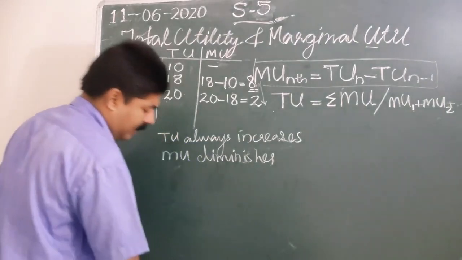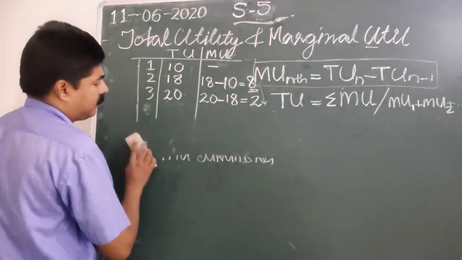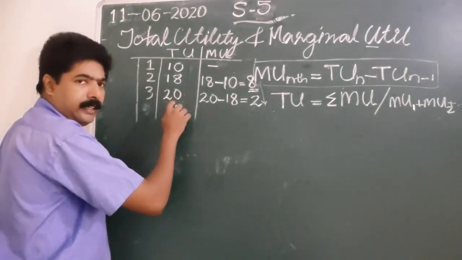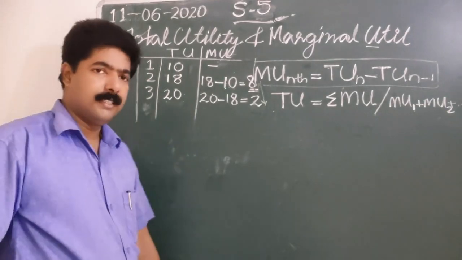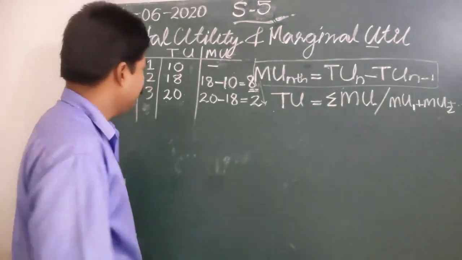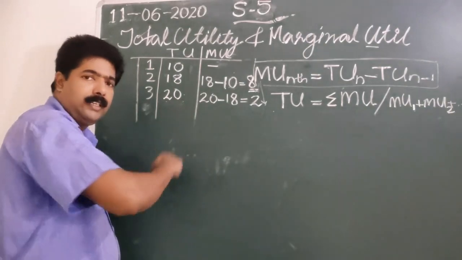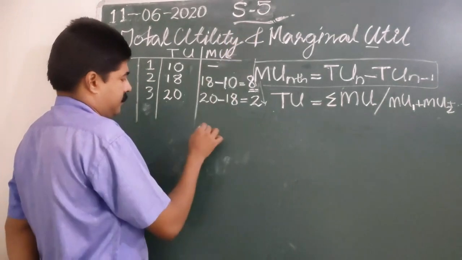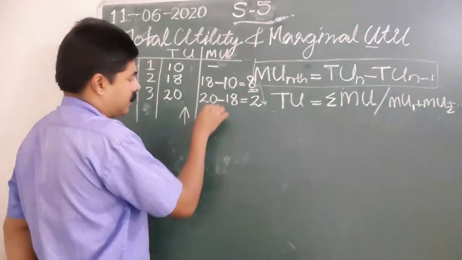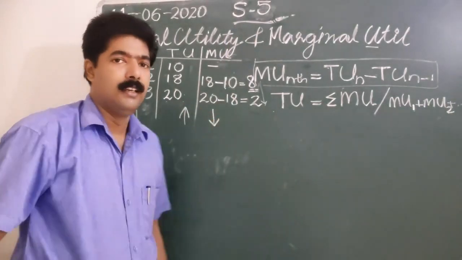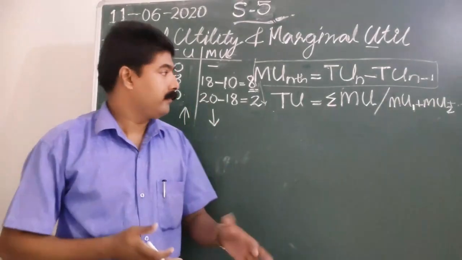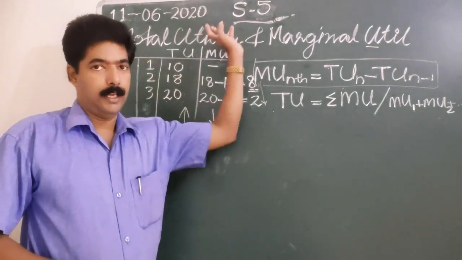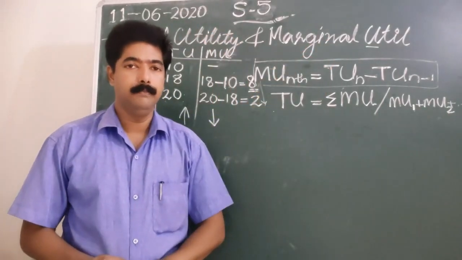So keep in mind the general two concepts: in this table total utility always increases, though there is a chance that it can fall, which you will study later. But in a general way we can say total utility increases at a particular level, but marginal utility diminishes. This is the difference or nature when we observe this table in the concepts of total utility and marginal utility. Is that clear? Right.